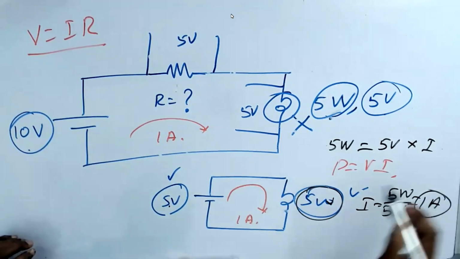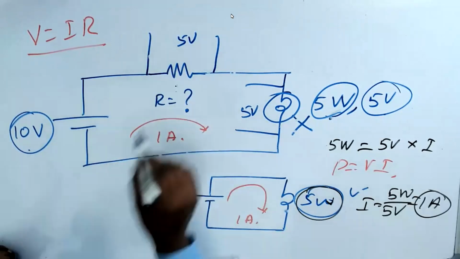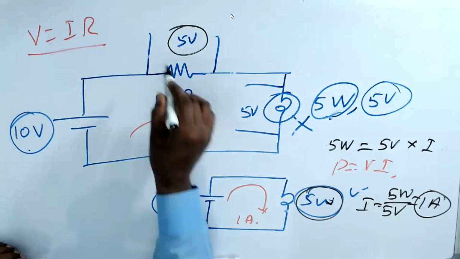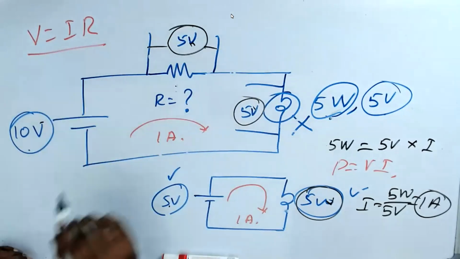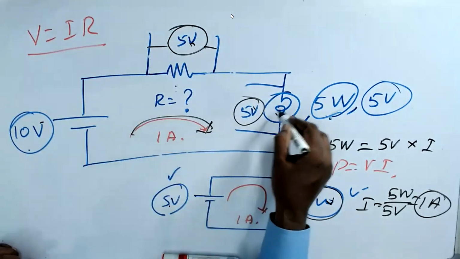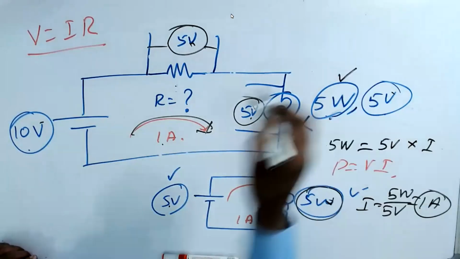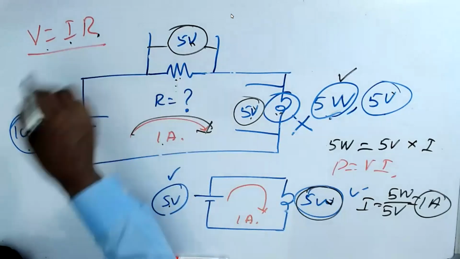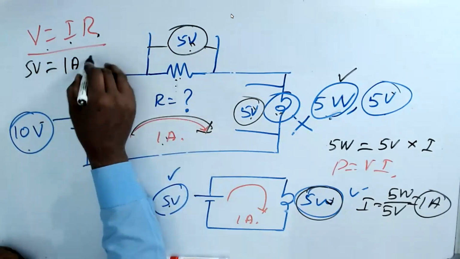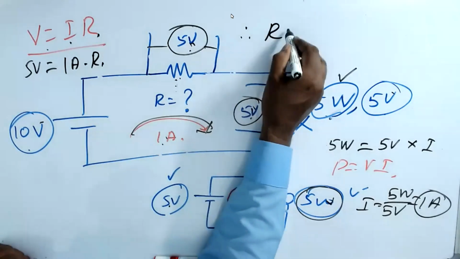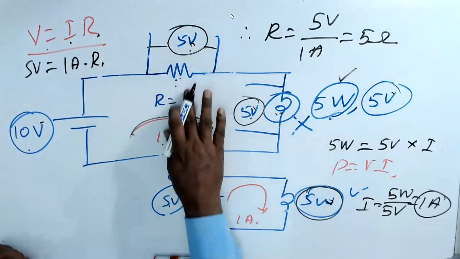This we found out. Now, here we are doing the same thing. We have a 5 volt drop here because the bulb gets only 5 volts. 5 plus 5 is 10. And the current is 1 ampere. Then only the bulb will give you 5 watts, because 1 ampere into 5 volts is 5 watts. So V is equal to IR: 5 volts is equal to 1 ampere into R. Therefore, R is equal to 5 volts divided by 1 ampere, equal to 5 ohms. So this value is 5 ohms.